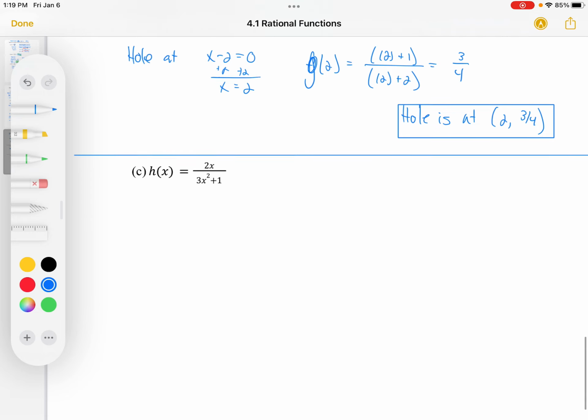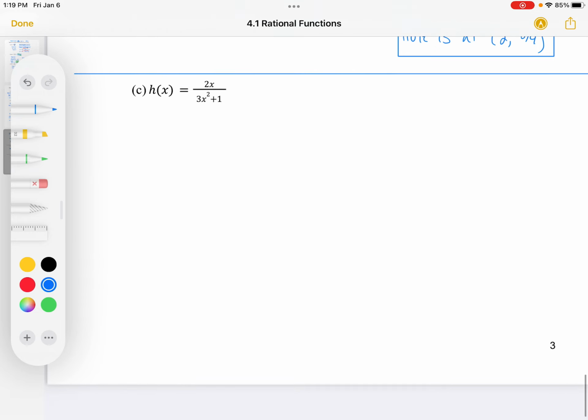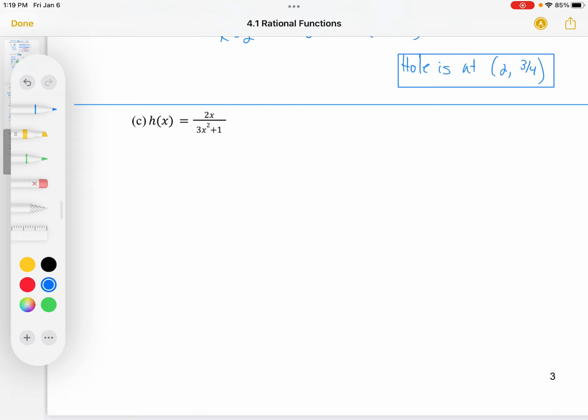Okay, now one more example. So we have 2x divided by 3x squared plus 1. First step is always to factor. We can't factor this. Now we're looking for a hole. If we do not have the same factor in the numerator as the denominator, then there is no hole. So in this case, there is no hole.